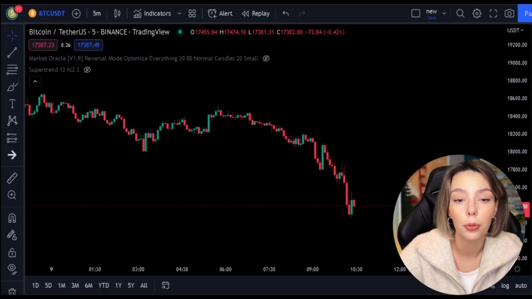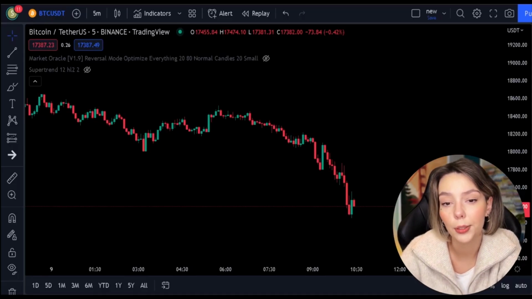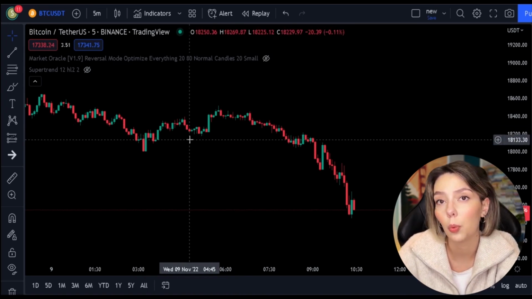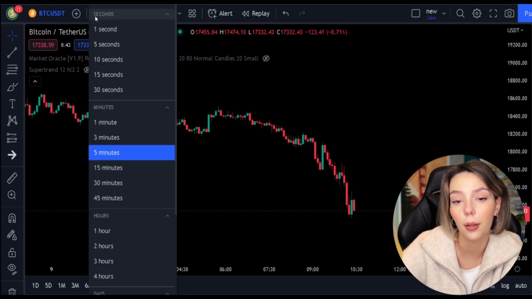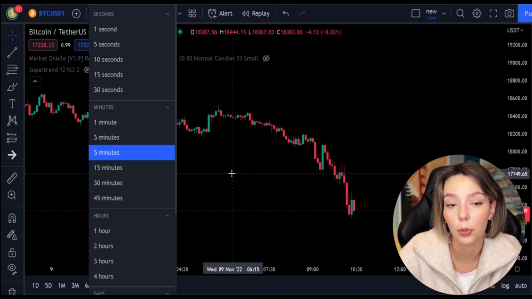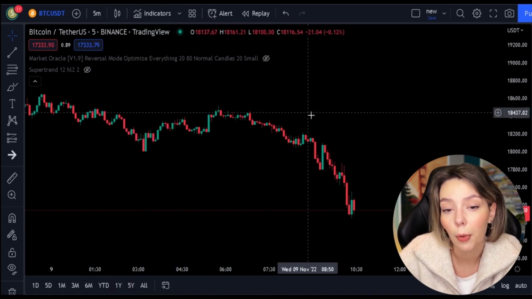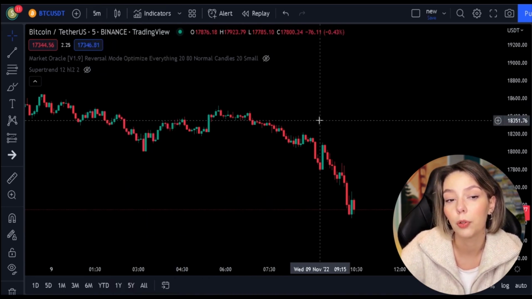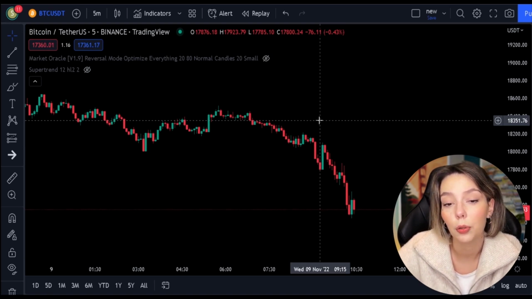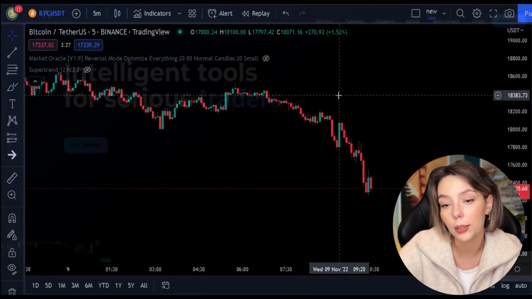This is the Bitcoin dollar 5-minute time frame chart. You can use other time frames as well, such as 15 minutes, 1 hour, 4 hours and others, as well as other currency pairs, because this strategy also works in forex, the traditional market, and of course it's suitable for cryptocurrency trading. So as I mentioned earlier, today I'm talking about a strategy based on a paid indicator from Chart Prime.